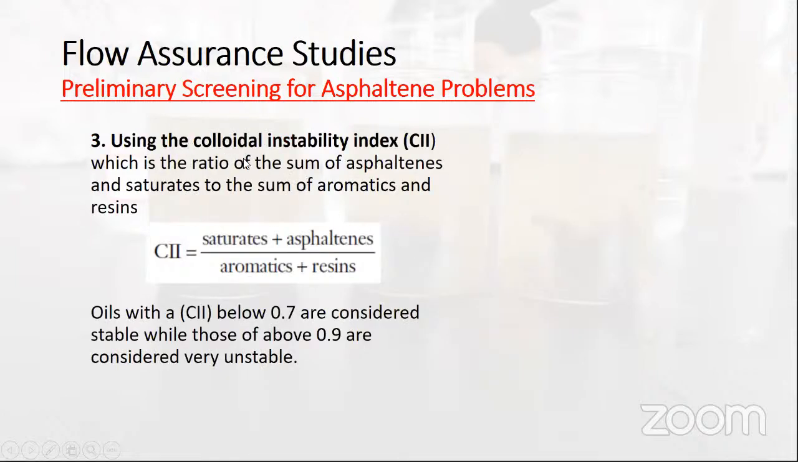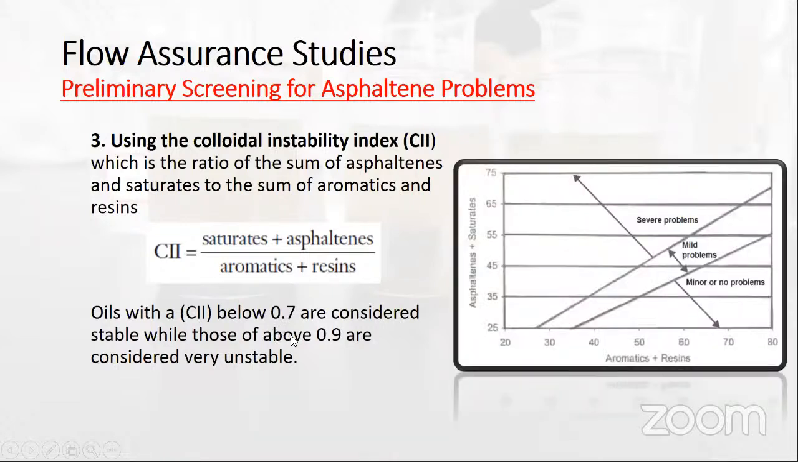The third method is using the colloidal instability index. The colloidal instability index equals the saturates percent from the SARA analysis plus the asphaltene from the SARA analysis, over the aromatics plus the resins. If we have a colloidal instability index below 0.7, that means that we have a stable environment for the asphaltene. If this factor is above 0.9, that means that we have an unstable environment for the asphaltene deposition. Also, we have a graphical representation for the colloidal instability index. We have three regions for severe problems, no problems, and possible problems.